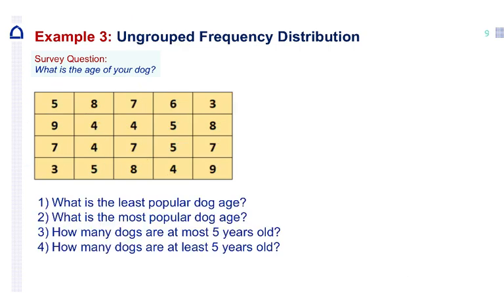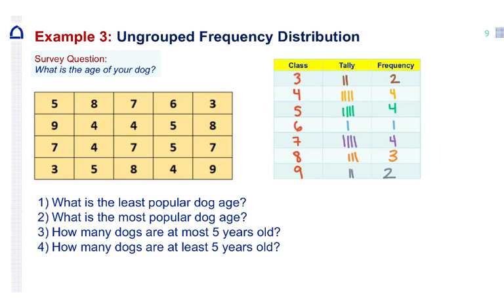Okay, this next slide is the exact same set of data, and here's some different ways we might ask you questions about the data we collected. So let me pull up that frequency distribution, that table I already made. There it is. And the first question says, well, what's the least popular dog age? If you look at the frequencies, the dog age with the smallest frequency is the least popular. So I see that only one dog was aged 6, so the least popular dog age was 6 years old.